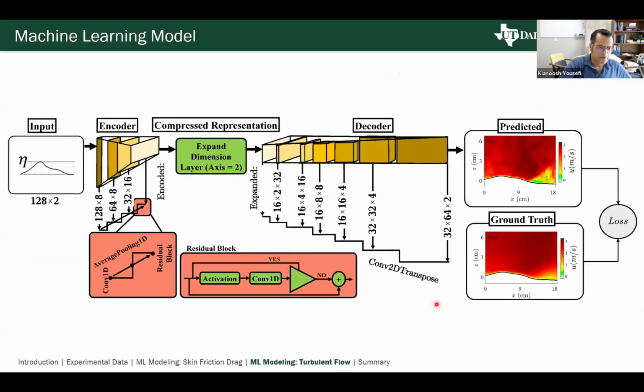But the network is a little more complex because we need more layers, more features that we need to extract and correlate to the surface profile. So here is our CNN model that we use. We have a one-dimensional encoder and a two-dimensional decoder. And we are also using a residual block here to address the vanishing gradient problem.